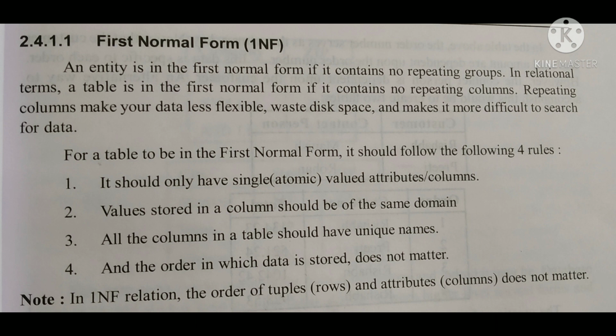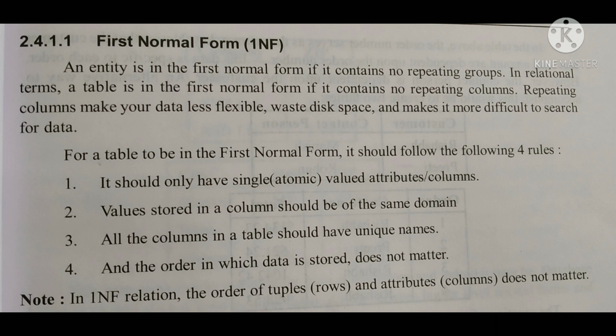All the columns in a table should have unique names. This is also satisfied. The column names are all unique and not repeated. The first column name is the order, the second is the customer, the third is the contact person, and the fourth is the total. These are all different. And the fourth rule is that the order in which data is stored does not matter.